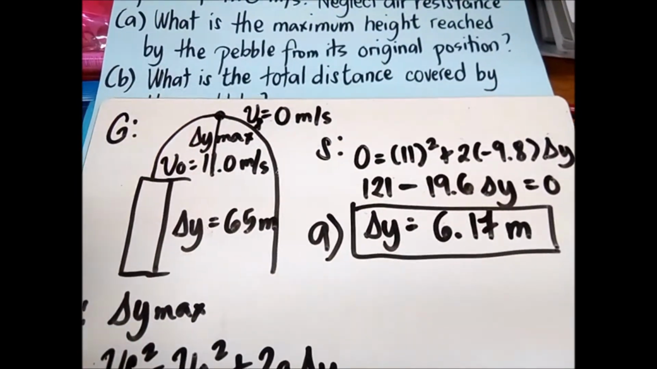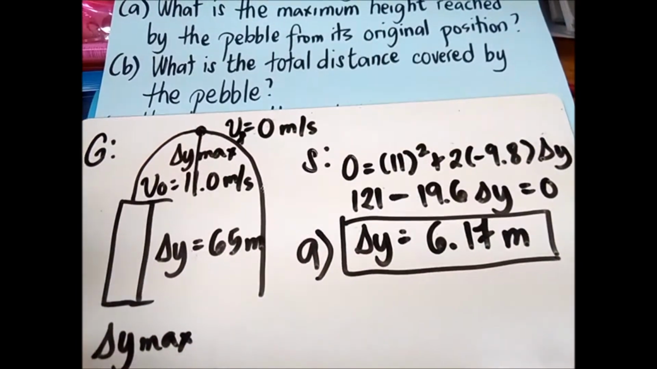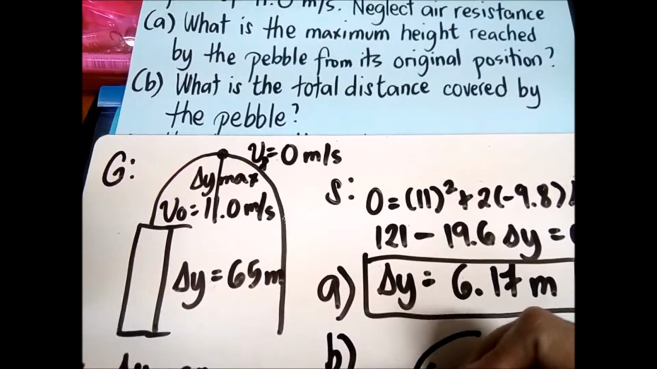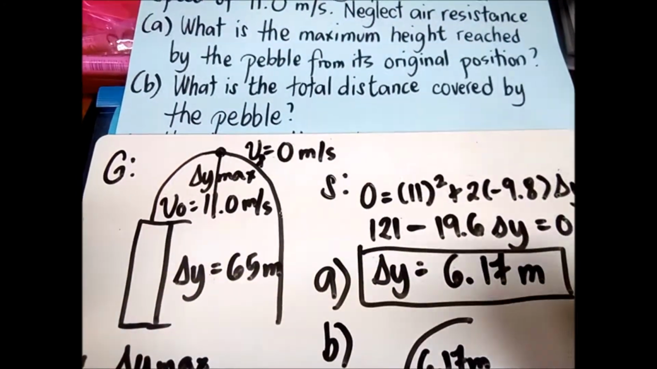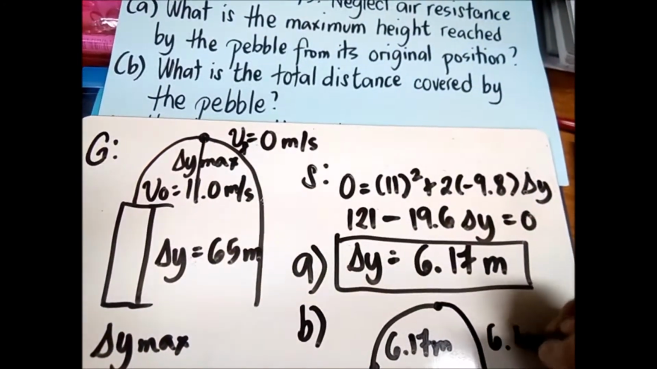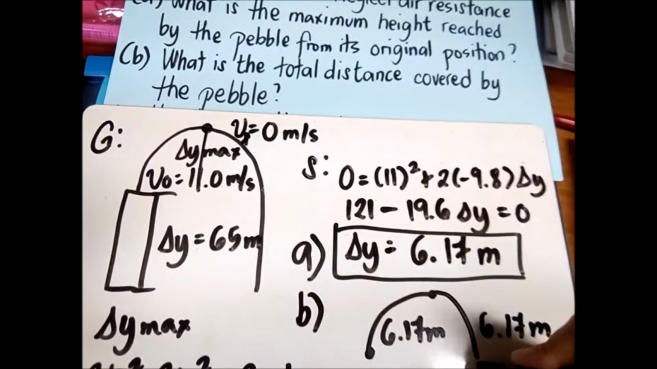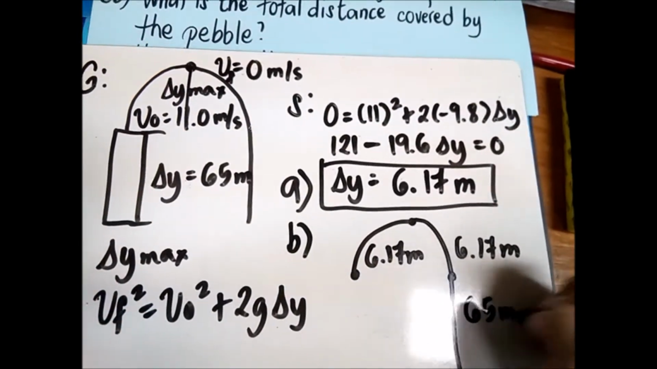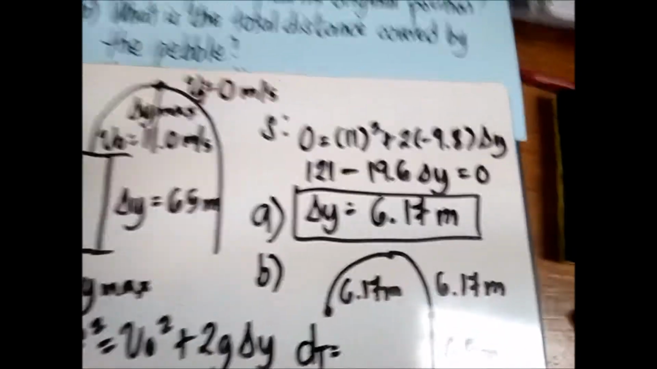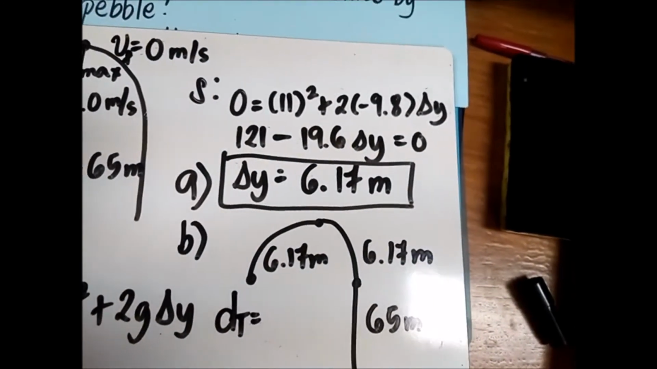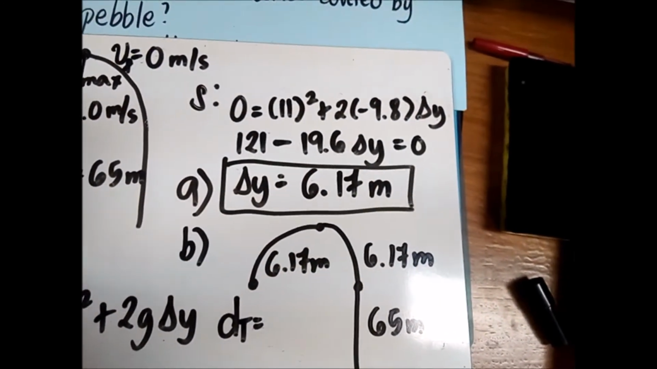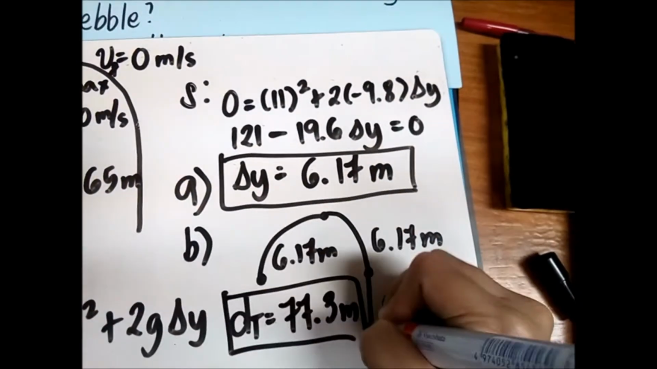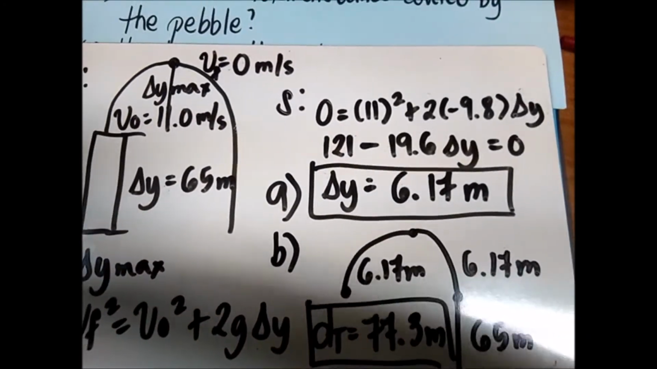Now, for the second question, what is the total distance covered by the pebble? So we know that the pebble traveled 6.17 meters to reach maximum height, then another 6.17 meters to return to its position, then it covered the height of the building, which is 65 meters. We just add all the distances. The total distance is 77.3 meters. So this is our answer to our second question.